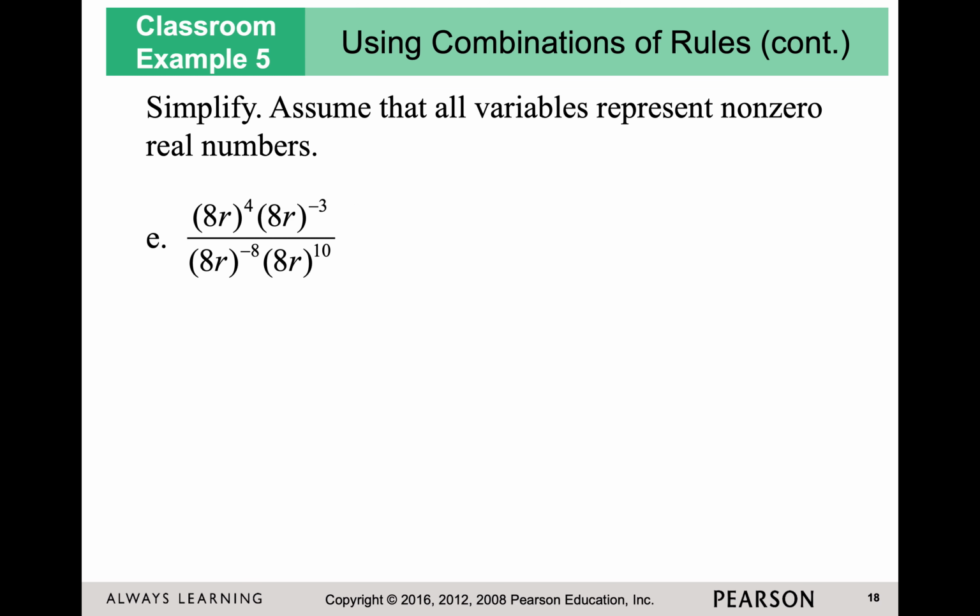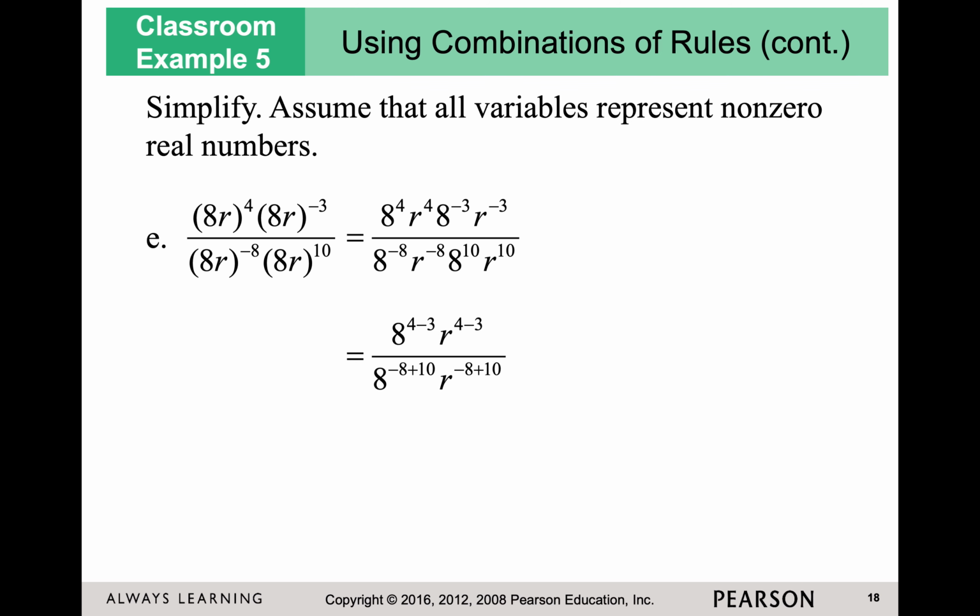Try this one on your own by pausing the video. The key here is to distribute the 4 to the parentheses, the negative 3 to the parentheses, the negative 8, and the 10, which is what I did. Now that everyone's distributed, I'm going to apply the quotient rule. I have 4, and I have negative 3. So I can add 4 and negative 3. That's where this comes from. I have r to the 4th, r to the negative 3. So adding 4 plus negative 3 is the same as 4 minus 3. Same thing at the bottom.